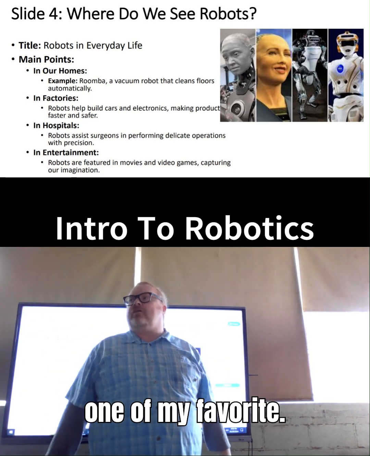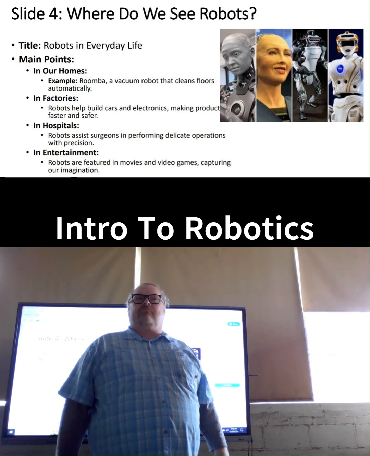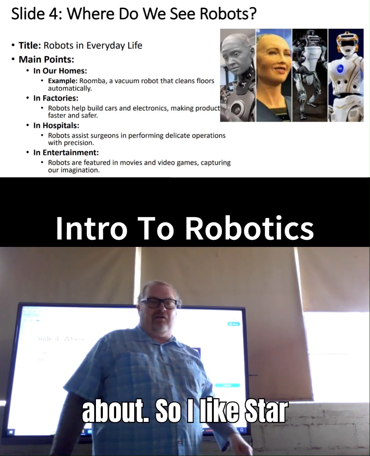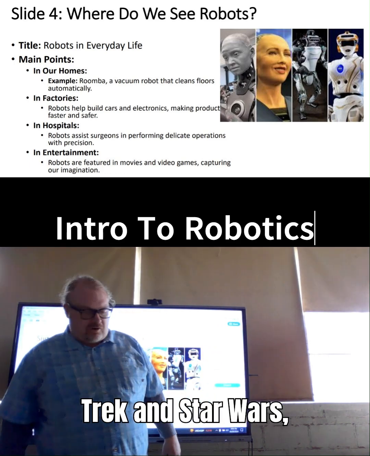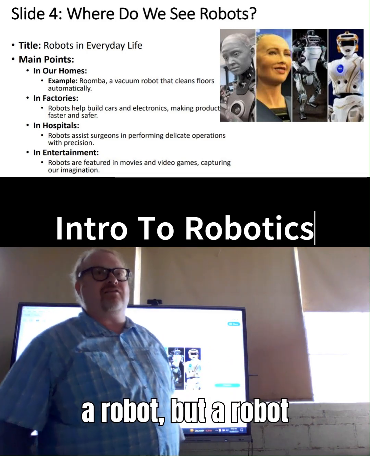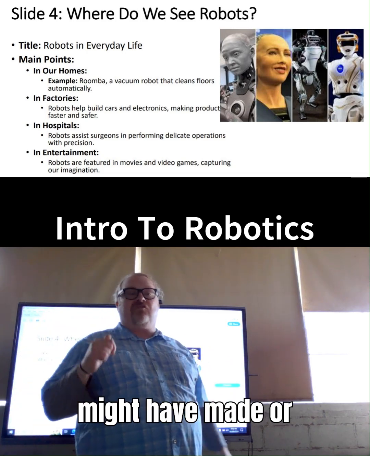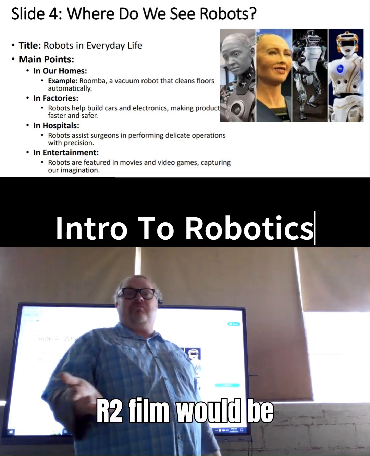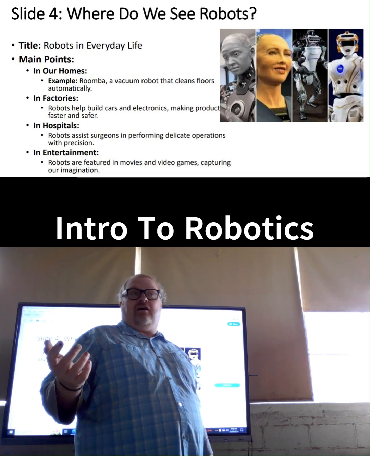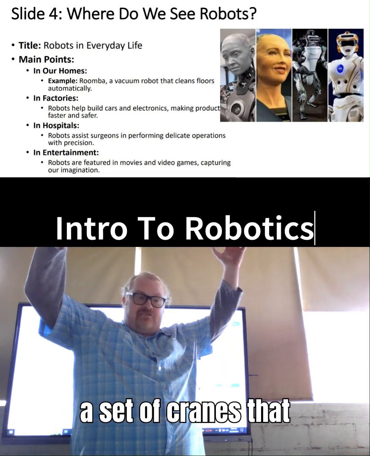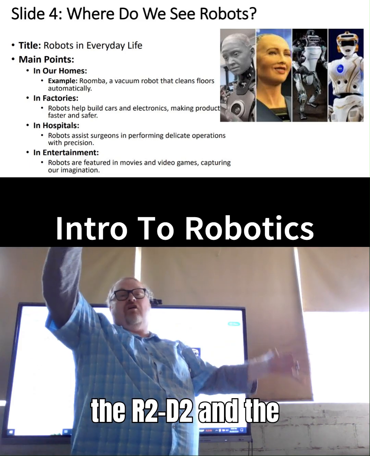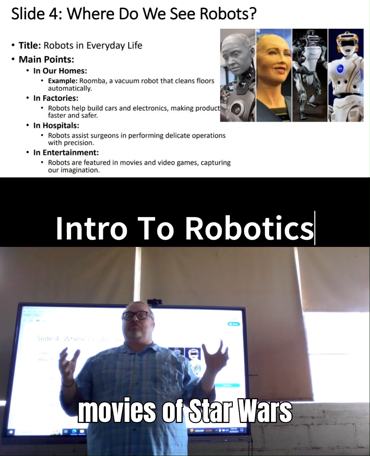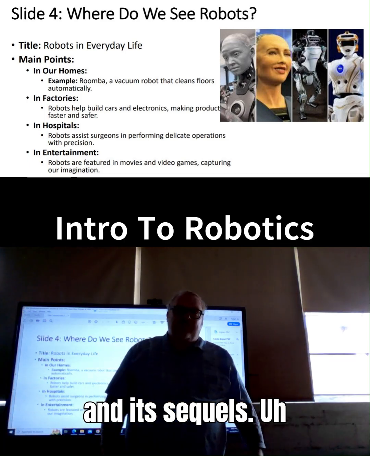Science fiction is one of my favorite genres of things to read and see movies about. So I like Star Trek and Star Wars. So R2-D2 obviously is a robot, but a robot that George Lucas might have made or used to film would be a set of cranes that move the R2-D2 and the ships around during filming of the movies of Star Wars and its sequels.